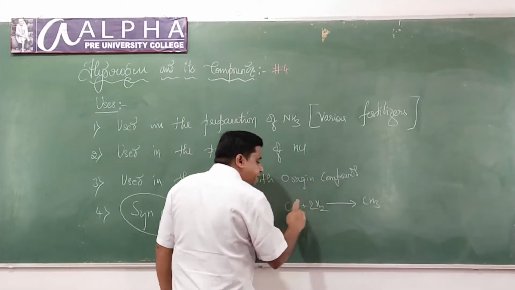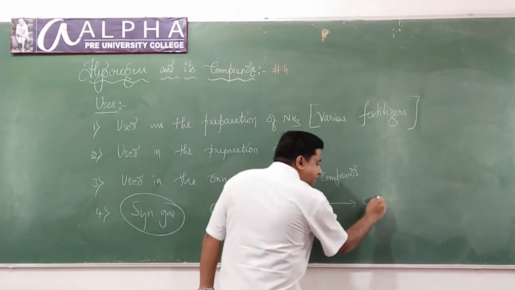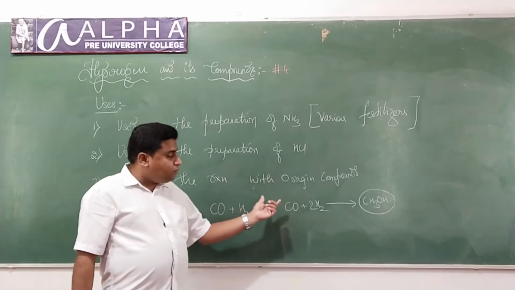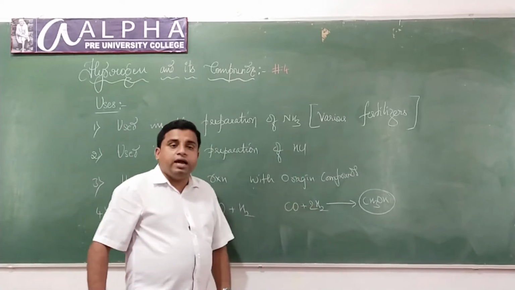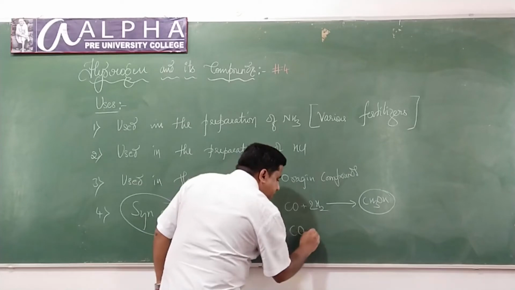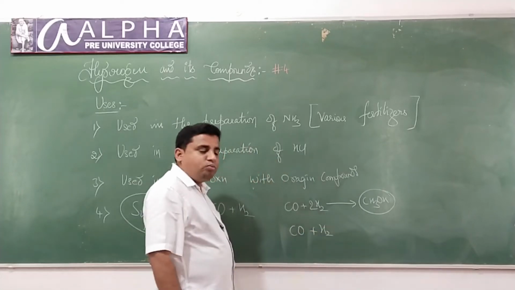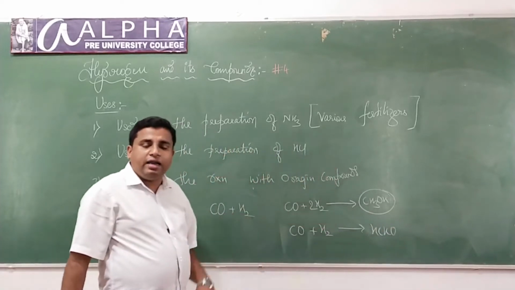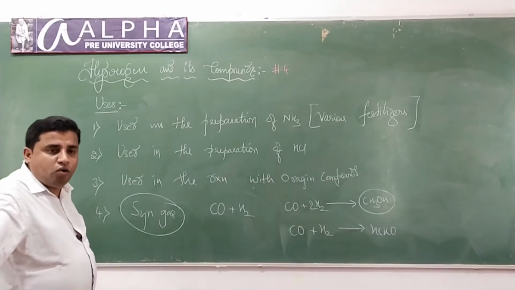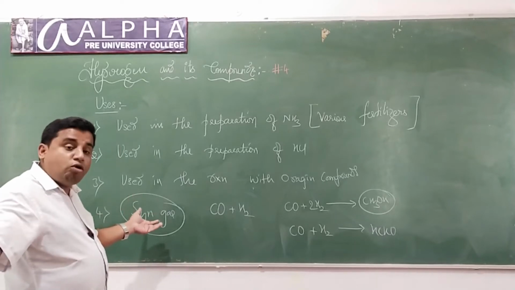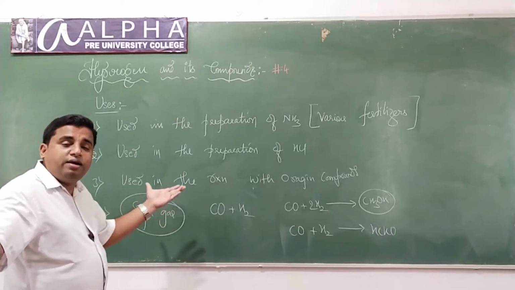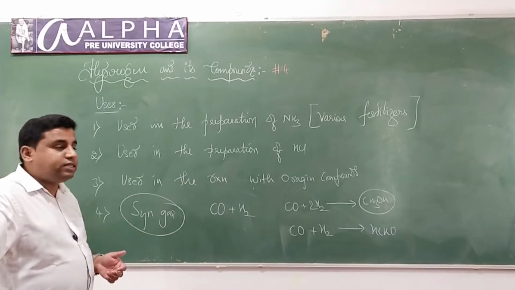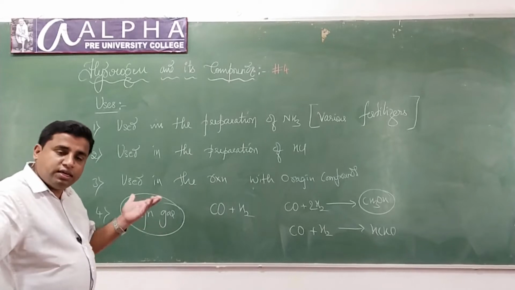When carbon monoxide reacts with 2 moles of hydrogen, it forms methanol, a very important organic compound. When carbon monoxide reacts with 1 mole of hydrogen, it forms formaldehyde, again a very important organic compound. So hydrogen in the form of Syn gas is a very important mixture for the preparation of various other organic compounds.